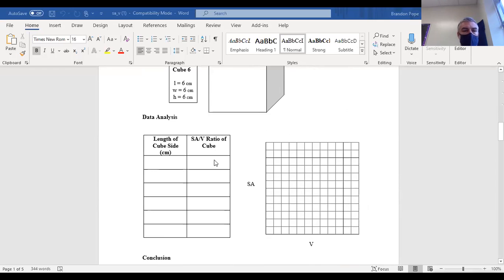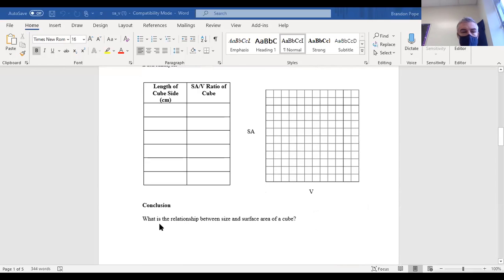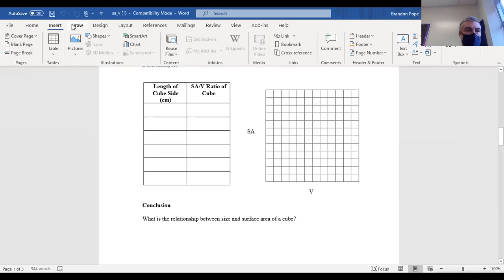But let's take a look at this. We've already done this part, so we already calculated these ratios. Let's just think about this question. What's the relationship between size and surface area of a cube? So let me write on this. And let's see, insert, let's draw.